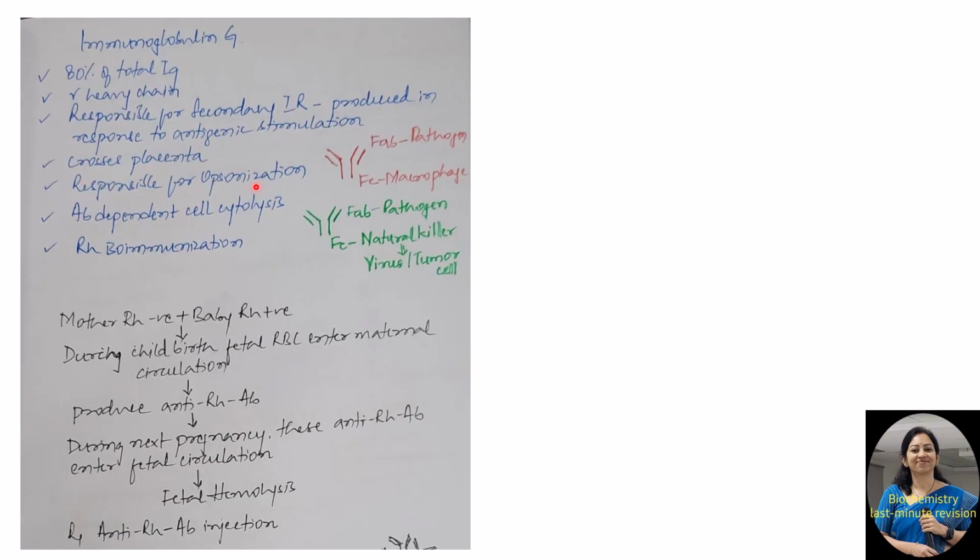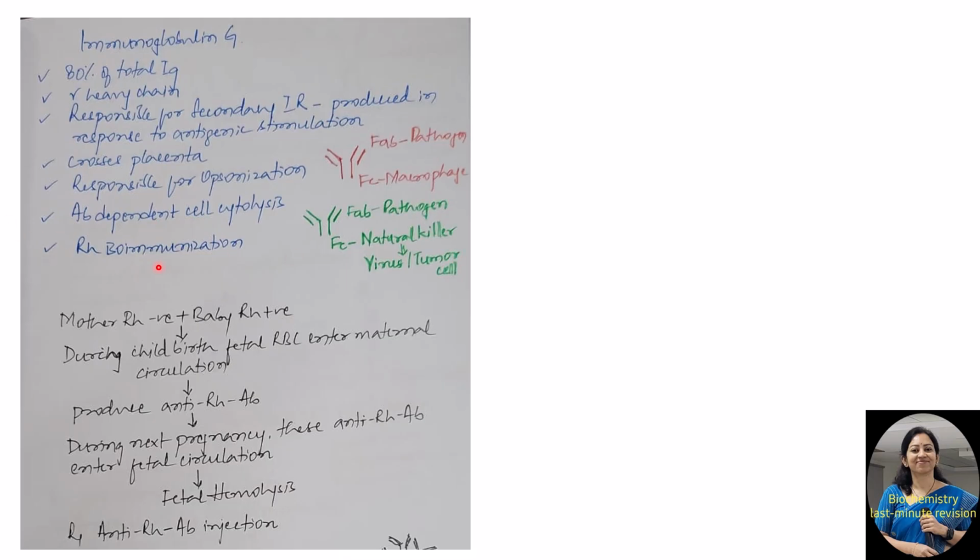It is responsible for opsonization. Opsonization means the FAB portion of IgG binds to the pathogen and the FC portion binds to the macrophage and facilitates phagocytosis of the pathogen by the macrophage. Next, immunoglobulin G also has this mechanism of action known as antibody dependent cell cytolysis, wherein the FAB portion binds to the pathogen and the FC portion binds to the natural killer cell, which releases cytotoxic chemicals to neutralize the virus and the tumor cells.